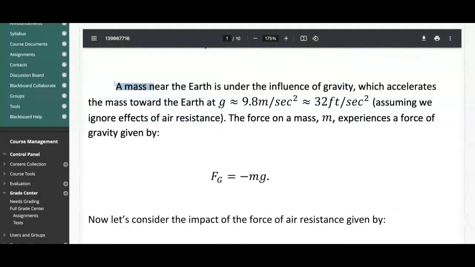So mass near the Earth is under the influence of gravity, of course, which accelerates the mass towards the Earth at 9.8 meters per second squared, which is 32 feet per second squared, assuming we ignore the air resistance. So a mass m experiences a force of gravity given by this.